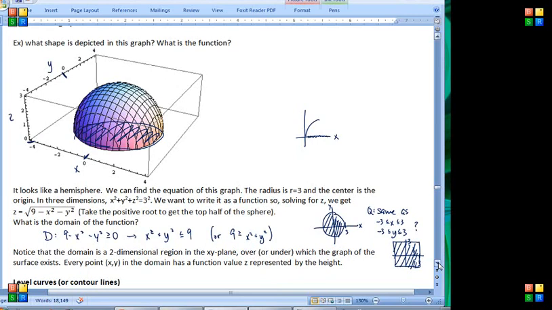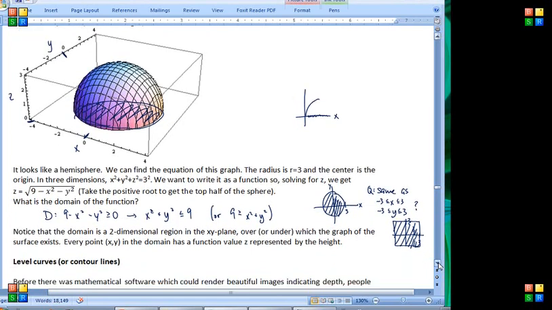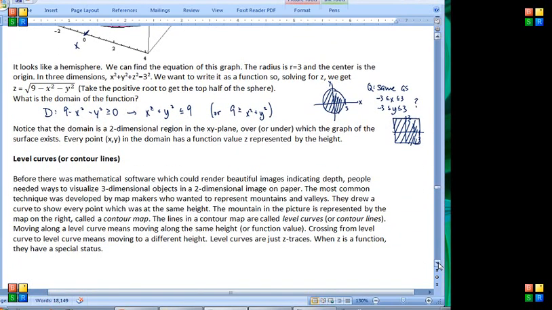So we're actually going to think more about z-traces now, but in a different kind of way. So let me tell you a story. Before there was all this mathematical software which could render these beautiful images indicating depth with shadows and lines, people needed ways to visualize three-dimensional objects using two-dimensional paper, making an image on that paper. So the most common technique was developed by map makers who wanted to represent mountains and valleys and make these topographical maps. So they drew a curve to show every point which was at the same height. So in a second we're going to look at a mountain and its map.